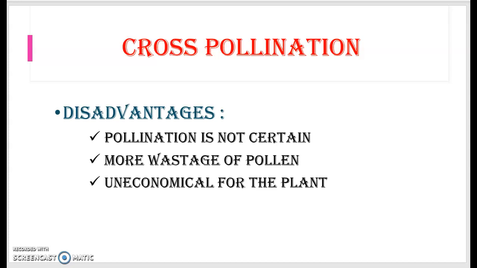There may be some failure also. There may be some cases of failure too. And the second point is there is more wastage of pollen grain. You have seen that in grass, especially, grass is given as a very good example for this more pollen production.